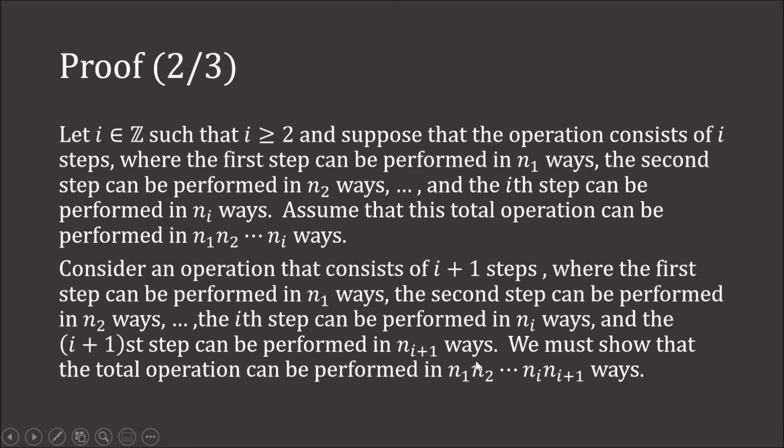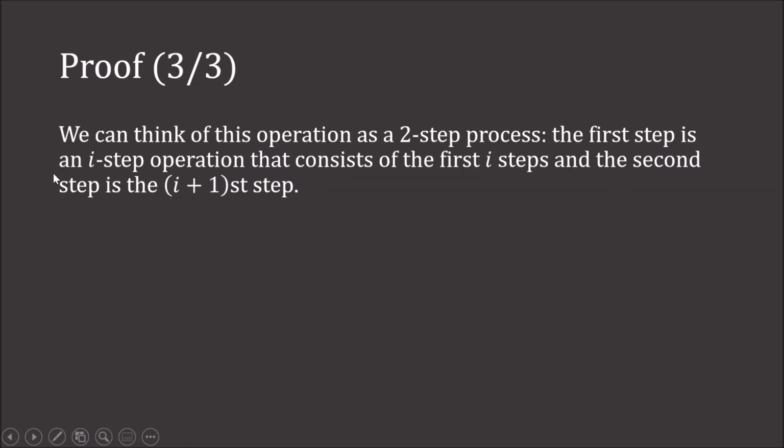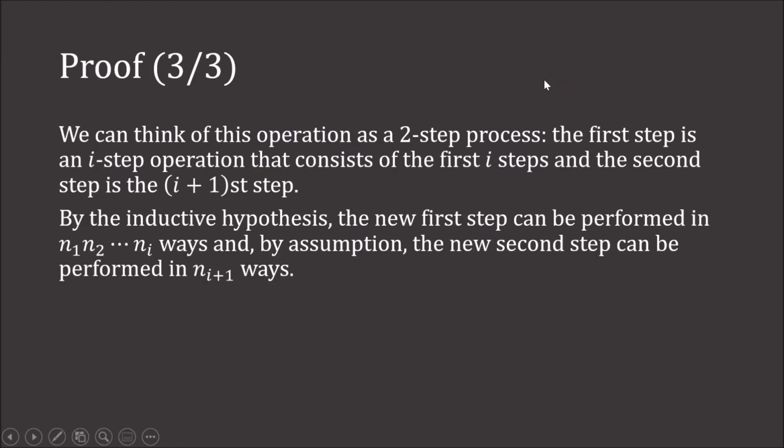What we have to do is show that this total operation can be performed in n1 times n2, and so on, times n(i+1) ways. Now we can think of this new process as a two-step process. The first step is an i-step operation that consists of the first i steps, and then the second step is the i plus first step. Now, by the inductive hypothesis, this new first step can be performed in n1 times n2, and so on, times ni ways. And by assumption, the new second step can be performed in n(i+1) ways.